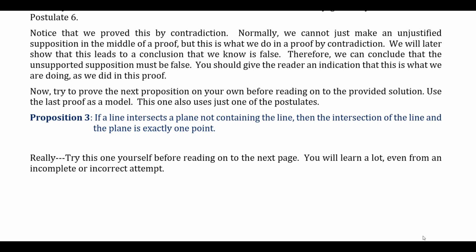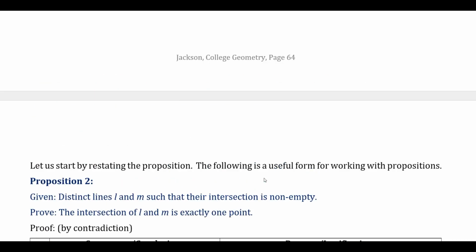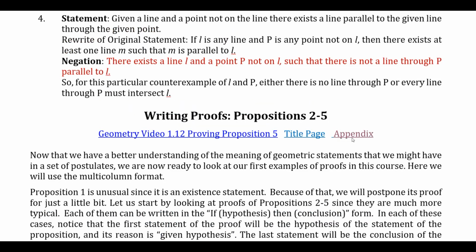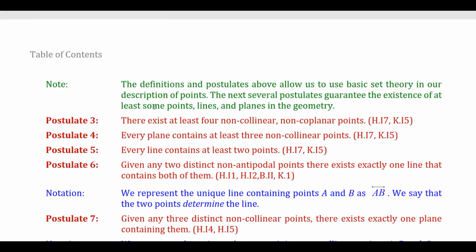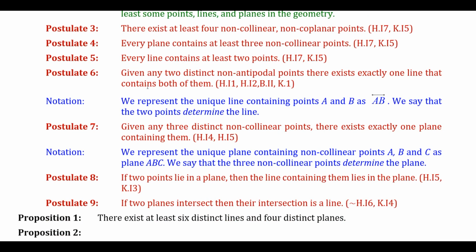Okay, so perhaps we should remind you what the postulates are so far. Let's go to the appendix. Here are the postulates. The collection of all points in our geometry forms a set. Lines and planes are geometric figures, which are sets of points. We're going to use those two without really referencing them. So postulate 3 says there exist at least 4 non-collinear, non-coplanar points. Every plane contains at least 3 non-collinear points, is postulate 4. Every line contains at least 2 points, is postulate 5.